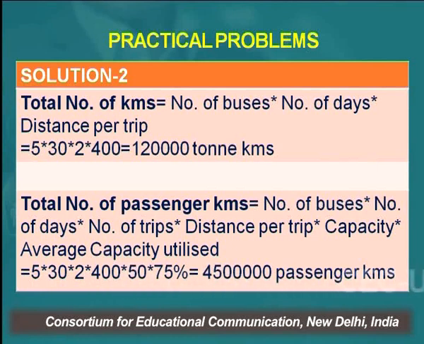So 75% of 50 comes to 4,50,000 passenger kilometers. If you had calculated simple kilometer, that was 1,20,000. But for our purposes, passenger kilometer is more important than simple kilometer, because by and large we would like to know the cost involved in travelling one passenger per kilometer. So passenger kilometer is a better method of calculating the cost. So the passenger kilometer is 4,50,000 in our example. This is the difference between simple kilometer and passenger kilometer.